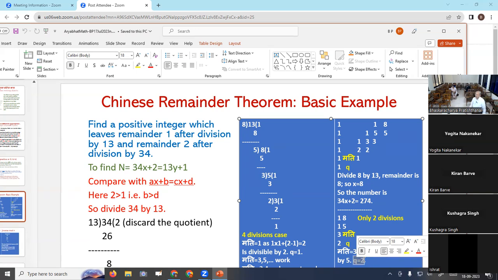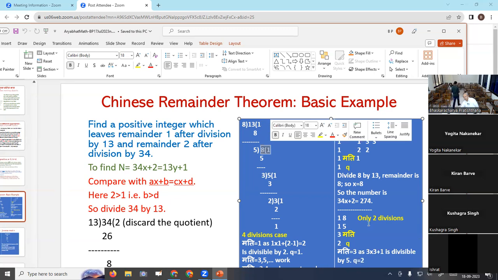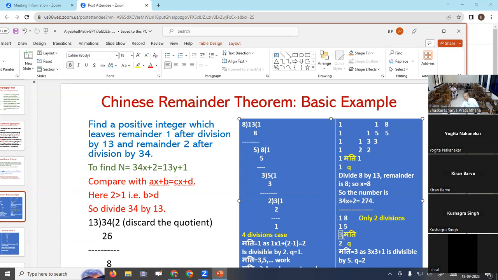So what is my sequence now? There are two quotients because only two divisions were taken, which I have listed one below the other, 1 and 1. Below that I write Mati, that is 3, and below that I write 2. So 1, 1, 3, 2 is my new sequence. Once this sequence is formed, I use the AB plus C rule, and that rule gives me 1, 3, 2.